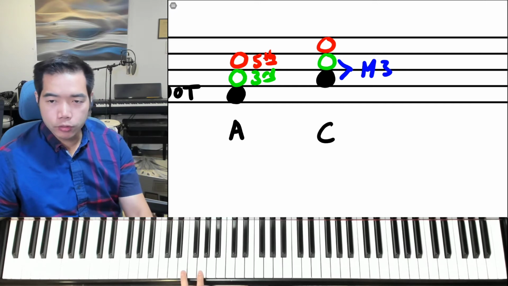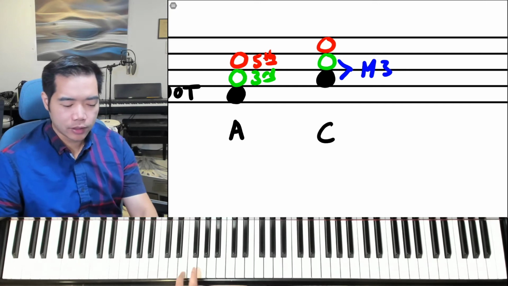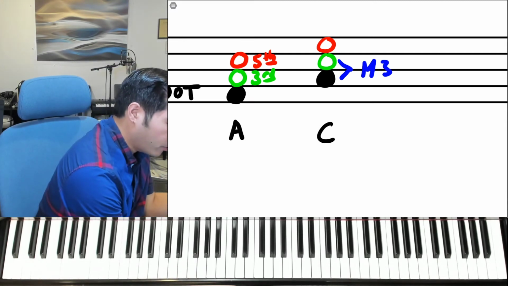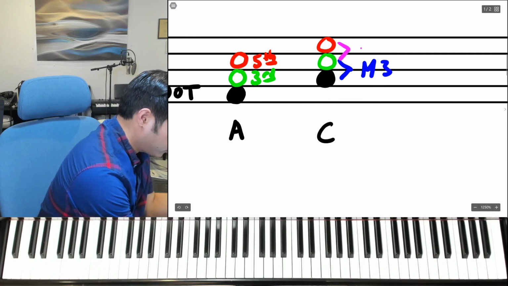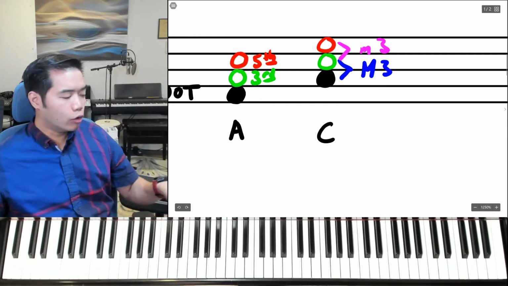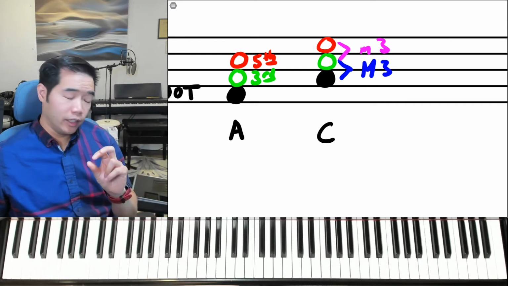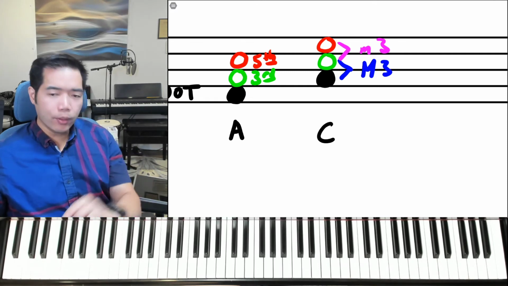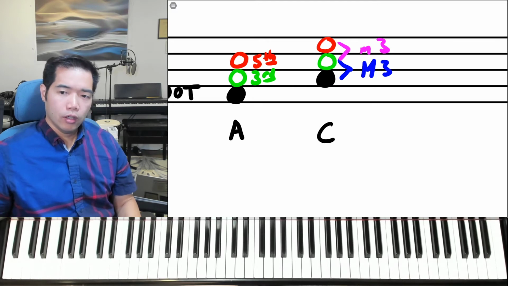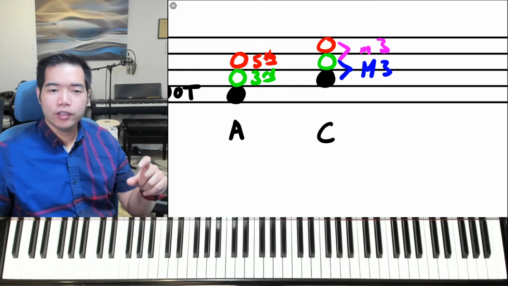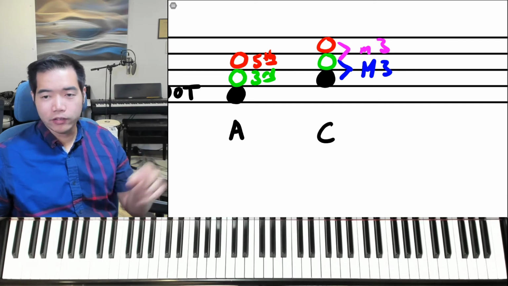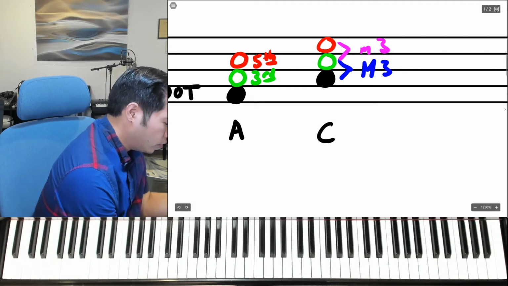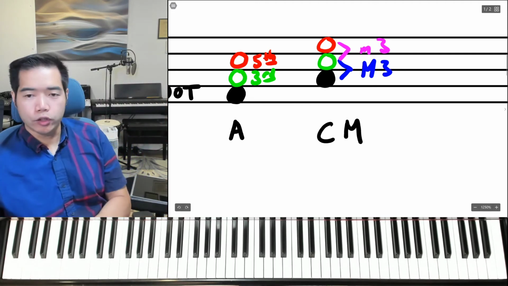What about the upper two notes? E to G. Let's count those half steps. Here's E. 1, 2, 3. That's a minor third. So notice this triad is actually 2 thirds stacked on each other. The first one, the lower third, is a major third. The upper third is a minor third. When you have a major third and a minor third stacked on each other in this order, you always have a major triad. A major triad.